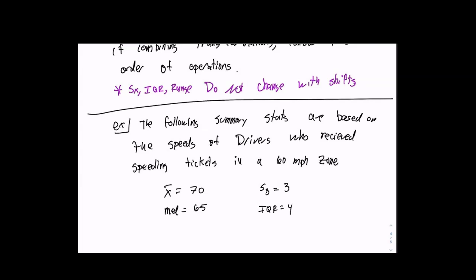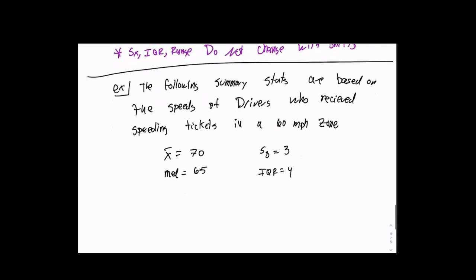Now, because the mean is bigger than the median, I know that this data is skewed to the right, which makes sense because somebody driving like 130 miles per hour is a possibility, and the lowest somebody can get a ticket is driving 61 miles per hour. So it makes sense that my mean is bigger. All right.